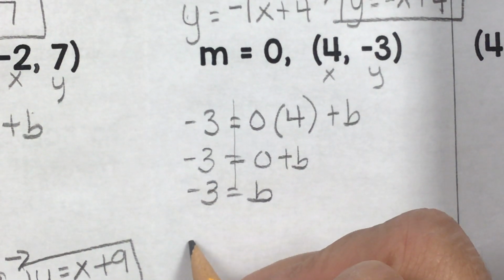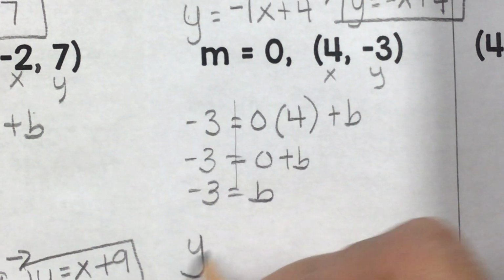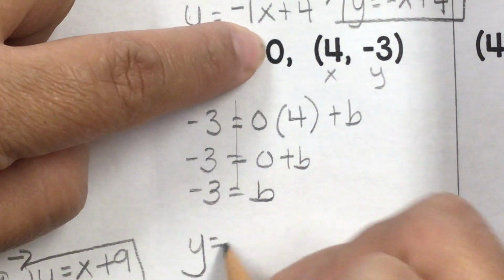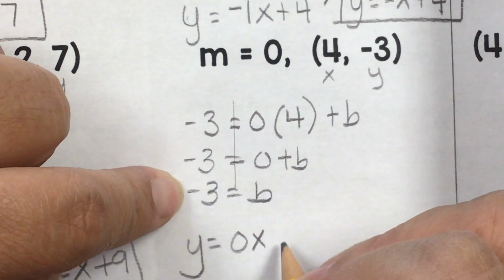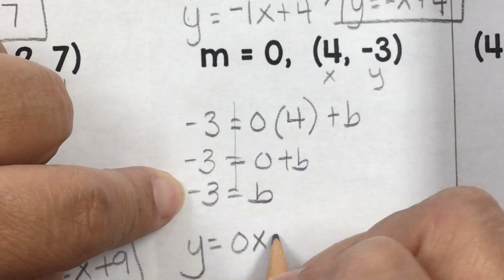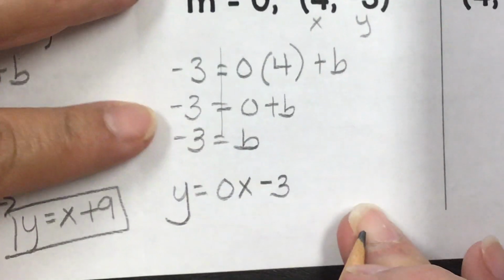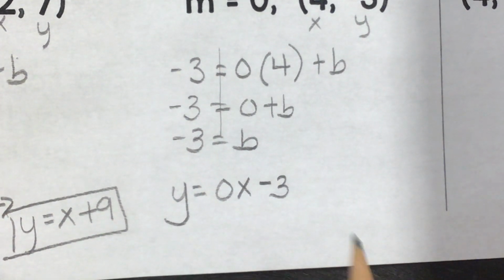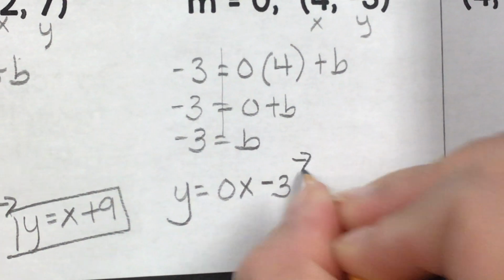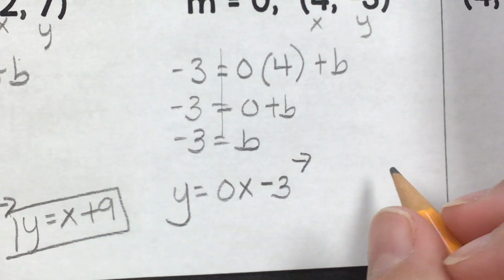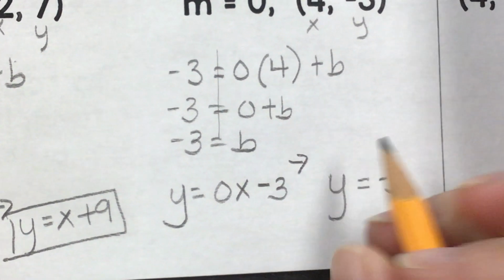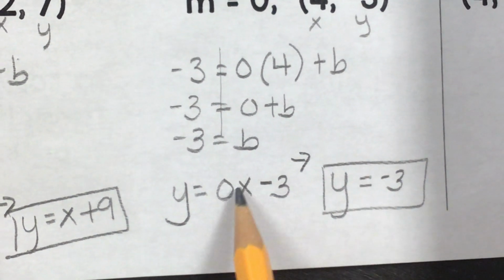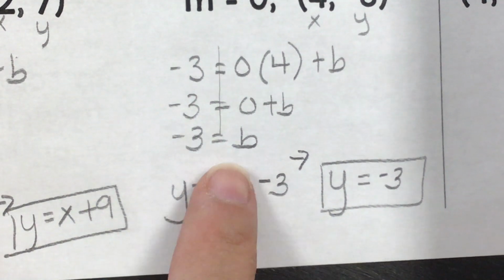Our answer then is in slope-intercept form. Y is equal to 0x. And since it was minus 3, negative 3, we write minus 3. But we are supposed to write a simplified equation, which gives you y is equal to negative 3. Because that's just 0, so we don't need to write it.